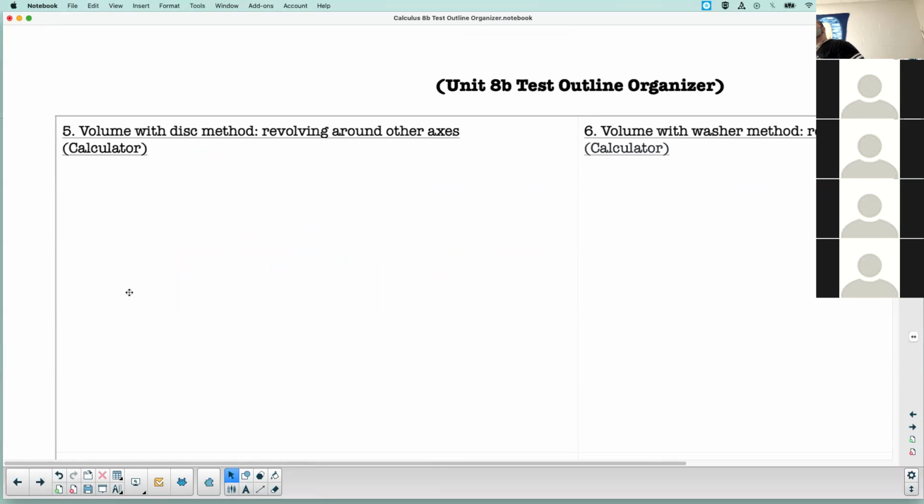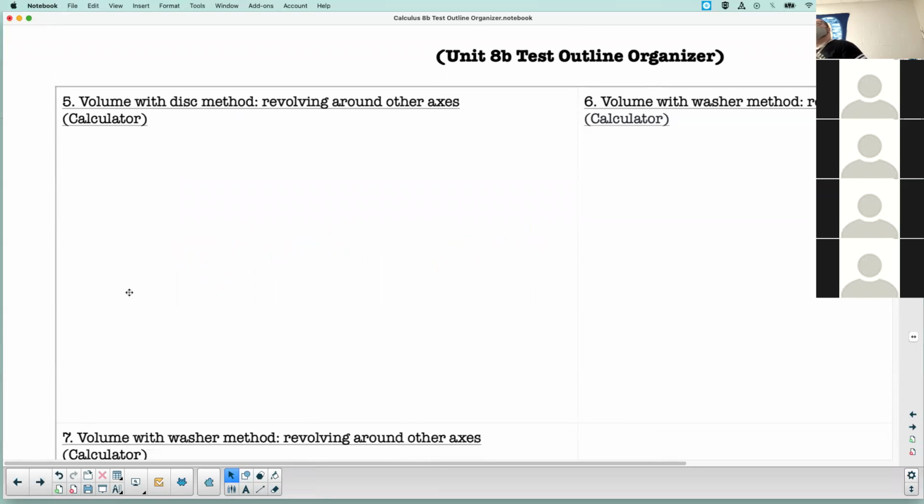Question 5 is volume with a disk method, but it is not on the X or Y axis. Going back to what was asked earlier, when it's revolving around other axes, it's not going to say revolving around the Y-axis. Now it's going to say revolving around X equals something.